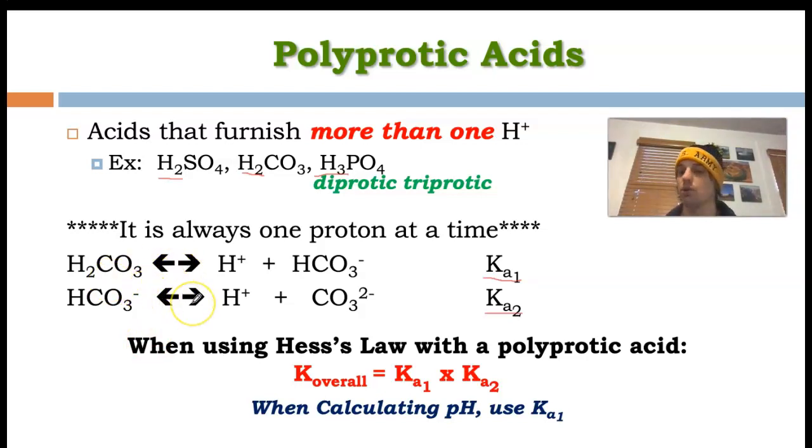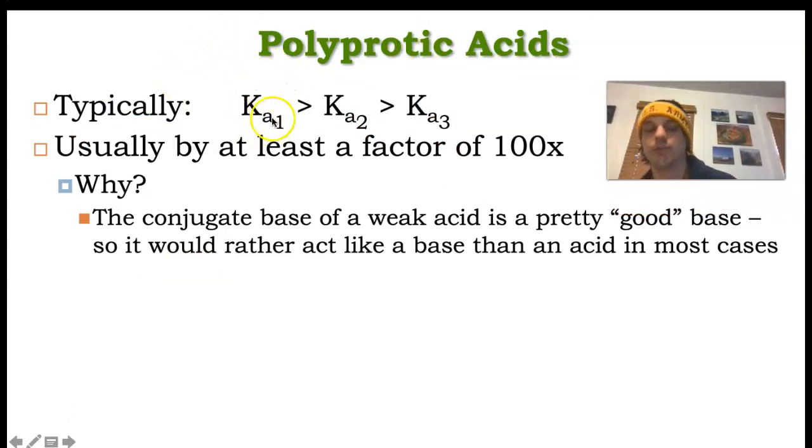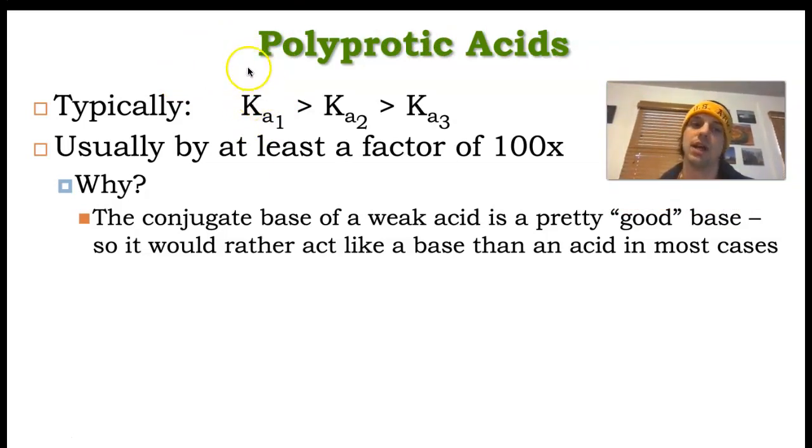Each one of these has its own K value, just like each weak acid has its own K value. So typically, the first dissociation, or the first equilibrium expression, has the biggest K. And they usually get much weaker after that, typically by a factor of 100 or more. Why? Because the conjugate base of the weak acid is a pretty good base, so it's not going to really want to donate another hydrogen. So it's going to have a much smaller K value.